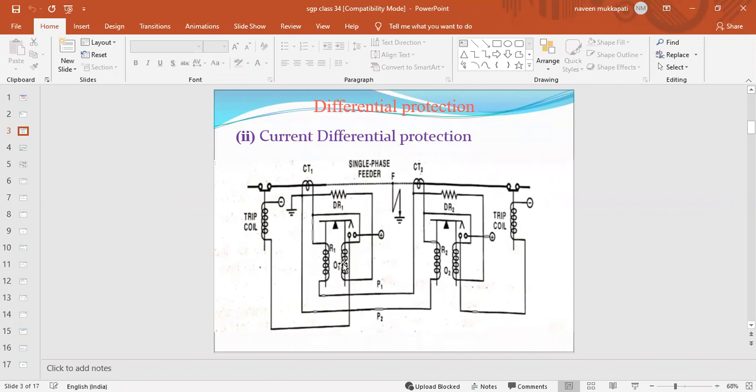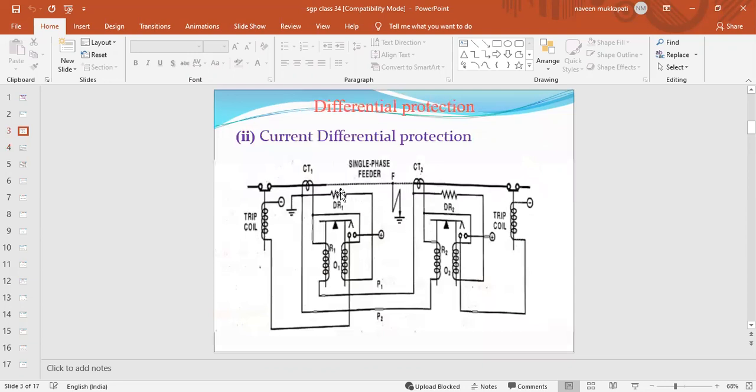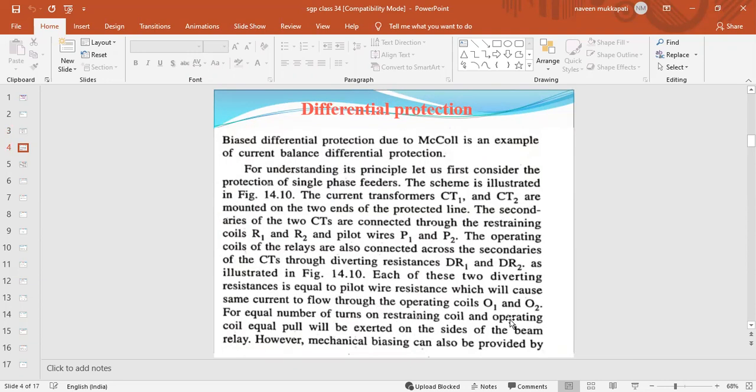That operating coil is connected through the diverting resistance. This is DR1 and this is DR2. These diverting resistances are connected to the operating coils. Each of these two diverting resistances, DR1 and DR2, is equal to the pilot wire resistance, that is the P1 P2 resistance.